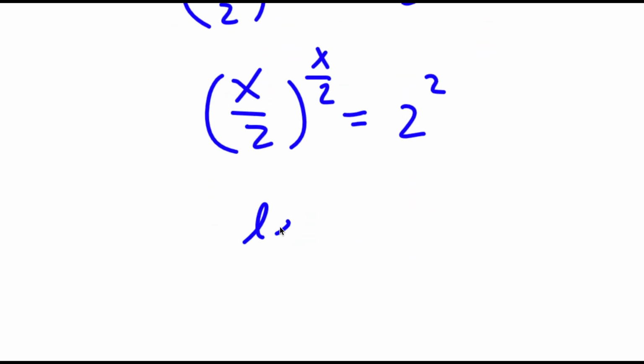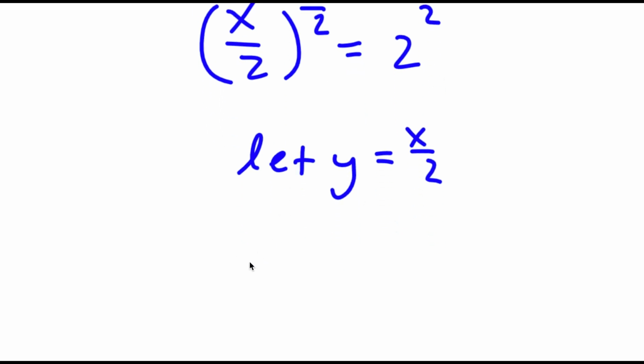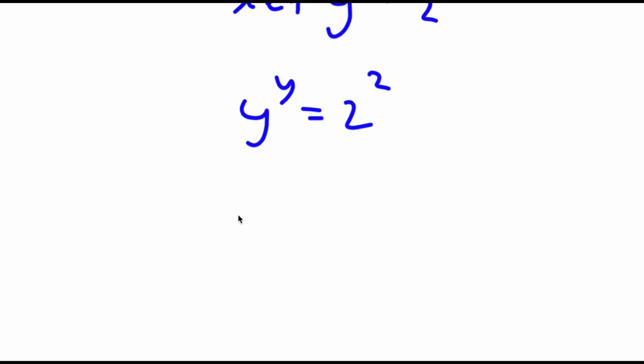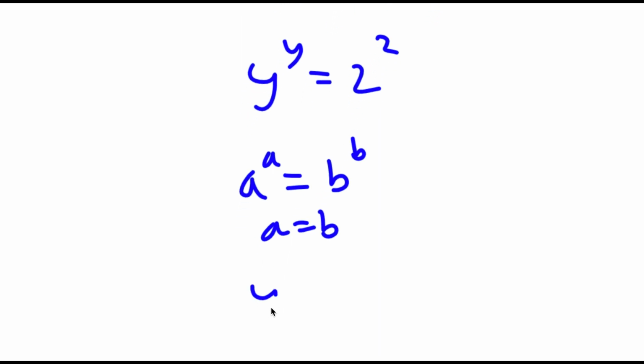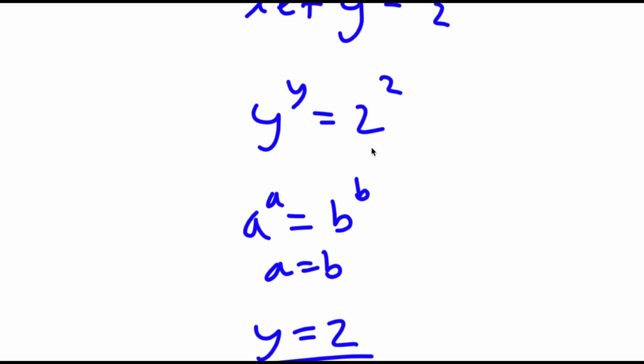Now I'm going to let the variable y equal x/2. So now if I substitute in y for x/2, I have y to the power of y is equal to 2 to the power of 2. If I have something in the form a to the power of a is equal to b to the power of b, this means that a is equal to b. So in this case, y is equal to 2.